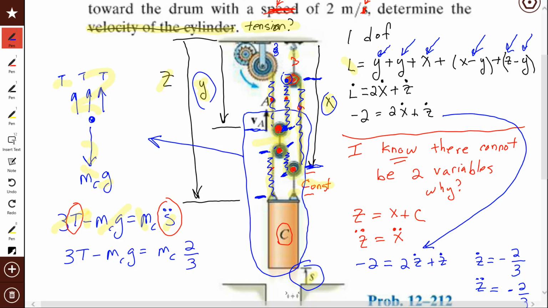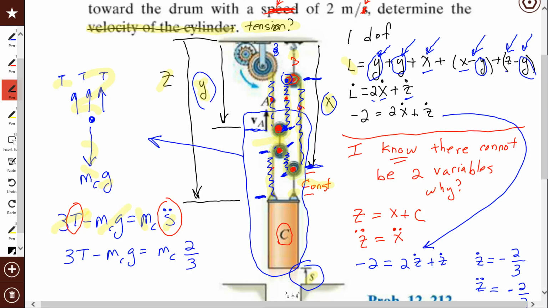And now when I add them up, what I noticed is that I have a y here, 1, 2, minus 1, minus another 1. So all the y's disappear. Okay? So what I'm left with is 1x, 2 x's, and I take a derivative of that, and I'm left with 1z. So I take a derivative of that one as well.